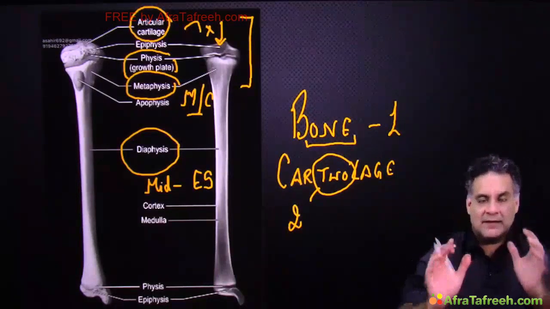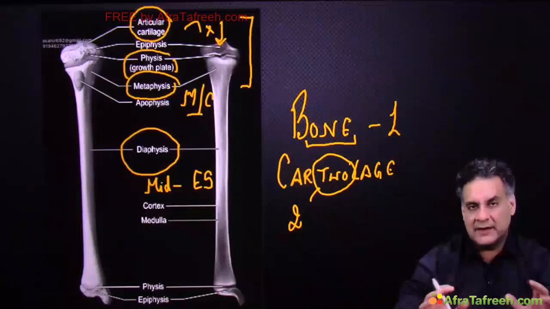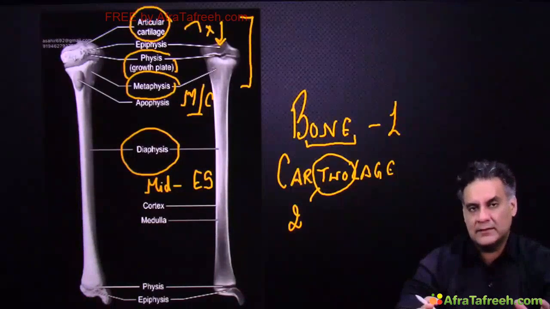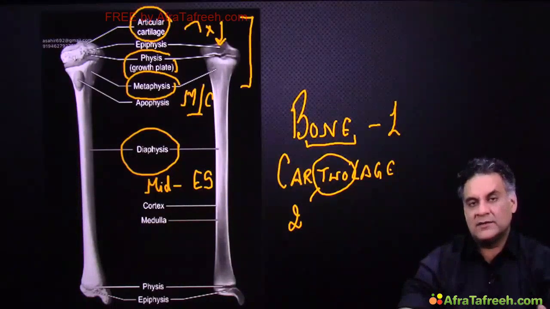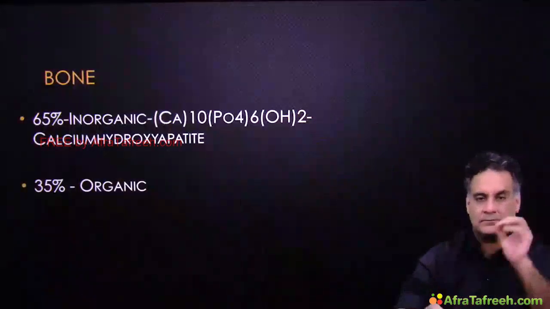So metaphysis, most common area for infections and tumors. Diaphysis, mid of a bone, Ewing sarcoma. Cartilage is not seen on X-rays. That's how you compare bone on X-rays.